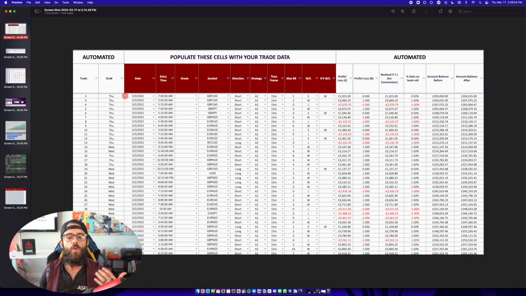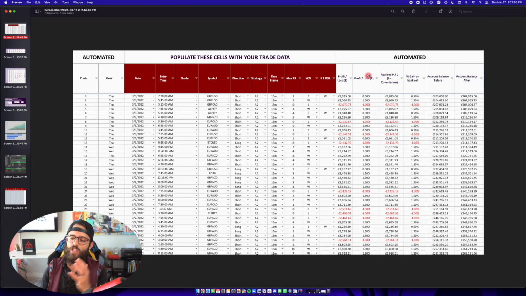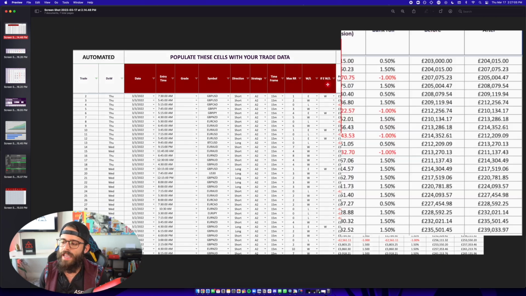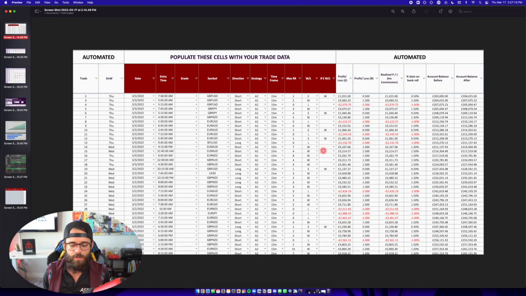But what you can see is we put in the date, the time of the trade, the pair, what direction, the entry signal, the time frame, max risk reward, if it was a win or a loss, and then the spreadsheet, even just simply right here, calculates the expectancy of this strategy. Now, I've only got 40 markups in this spreadsheet right now, and it's looking very promising. As you can see, not many losses over here.